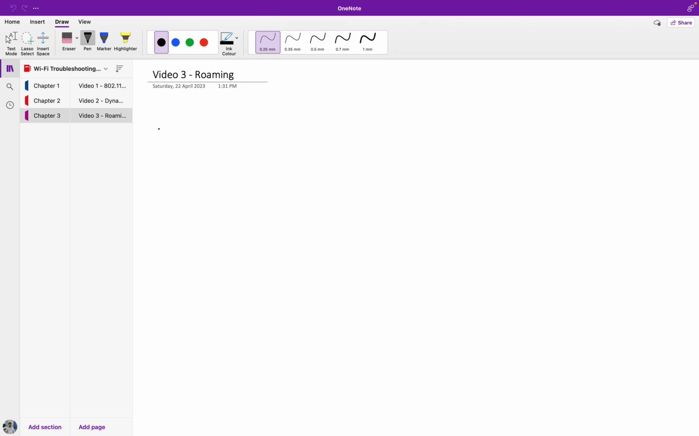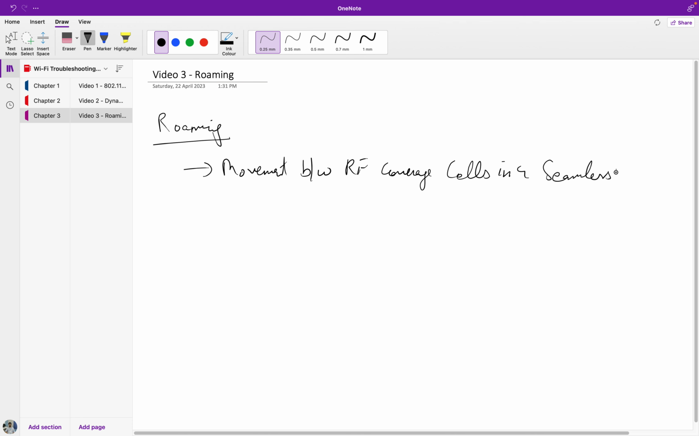So let's talk about roaming now. We know what roaming is. Roaming is a method by which client stations move between RF coverage cells in a seamless manner, right? Movement between RF coverage cells in a seamless manner. As simple as that. This is what roaming is, and we want to make sure that roaming happens seamlessly in our network.